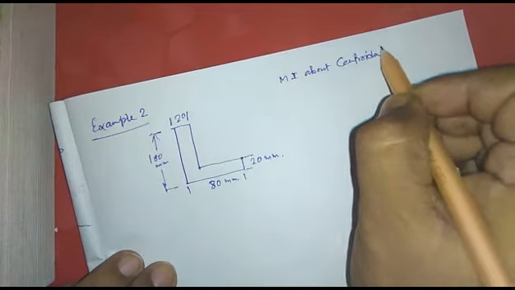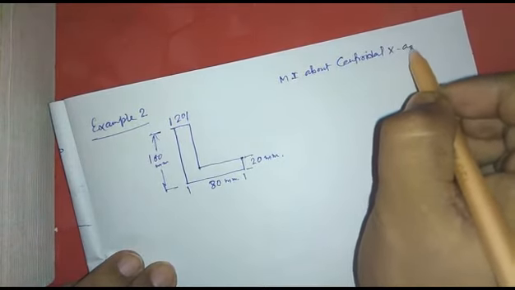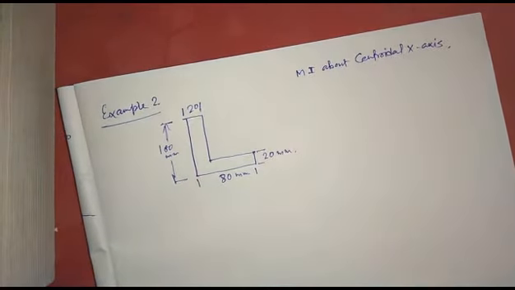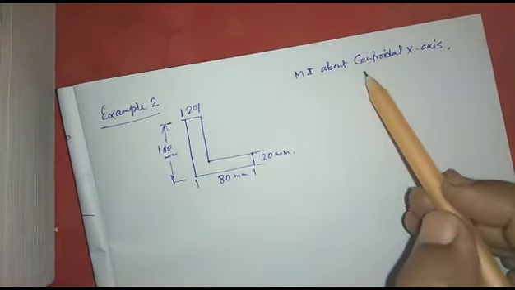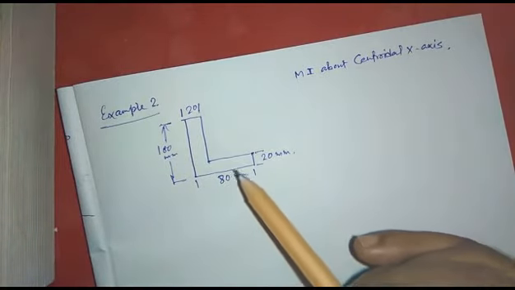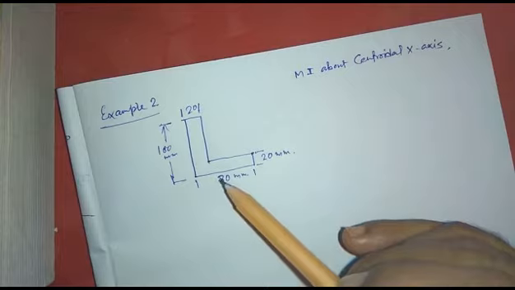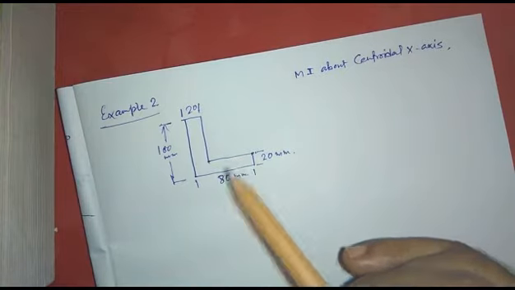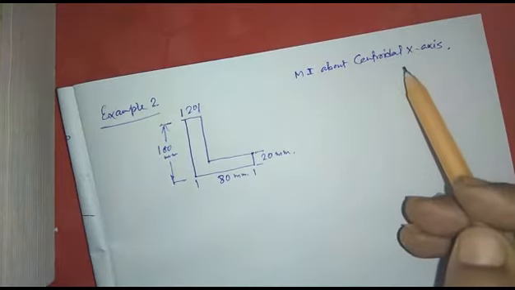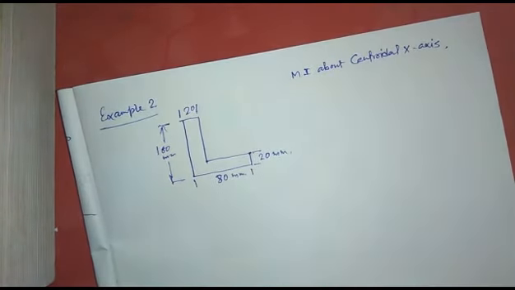Now we need to find the moment of inertia about the centroidal x-axis. So to find the moment of inertia about the centroidal x-axis, we need to first find the centroid of this body, and the axis which is parallel to our x-axis passing through the centroid will be the centroidal x-axis. So let's calculate the centroid first.